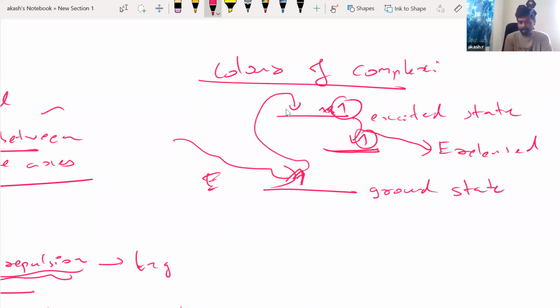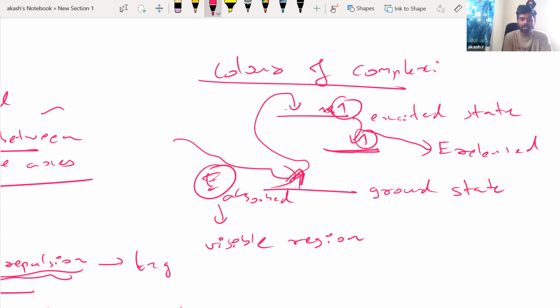Right. There will always be some energy released. Okay, now this is the overall thing which you have to understand for how you are able to see some colors. Now, if this energy absorbed is in the visible region, say for example, this particular electron has absorbed red color.